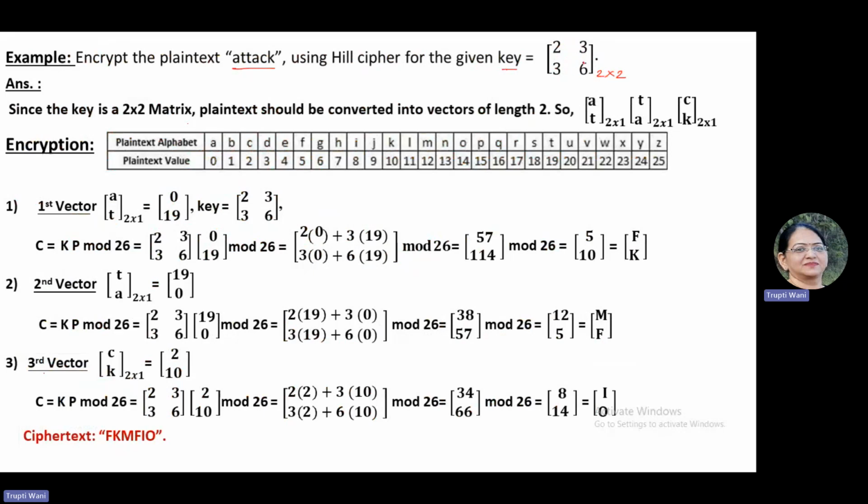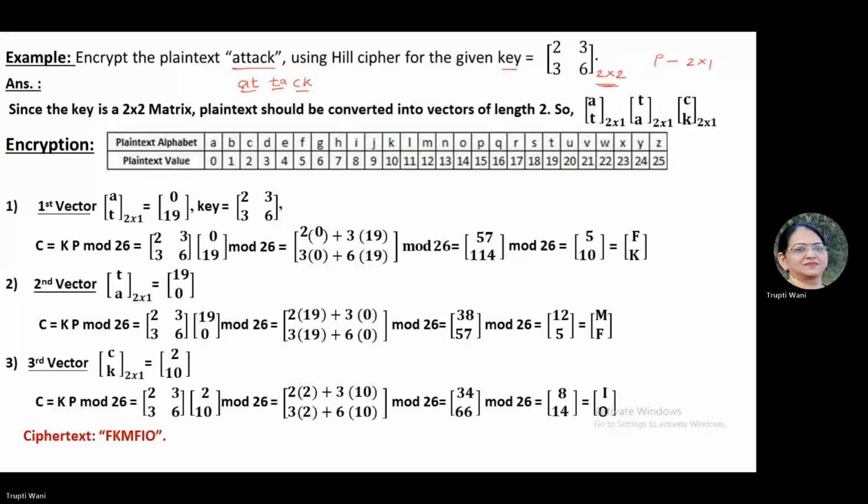Directly it's given in the form of numbers, which is a 2 by 2 matrix. As it is a 2 by 2 matrix, we require the plain text also to be divided into 2 by 1 matrices. Since the key is this one, now our word is ATTACK, that is the plain text. 2 by 1 means divide this into two letters each. So AT, TA and CK. These are our three groups, or blocks.